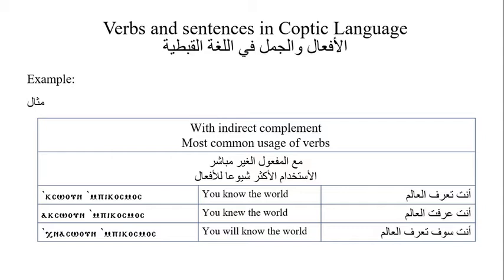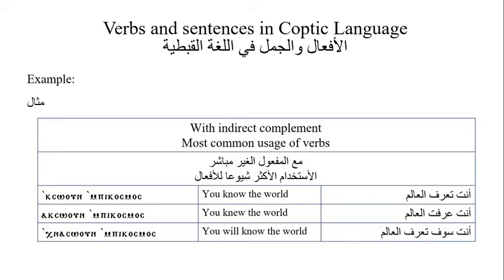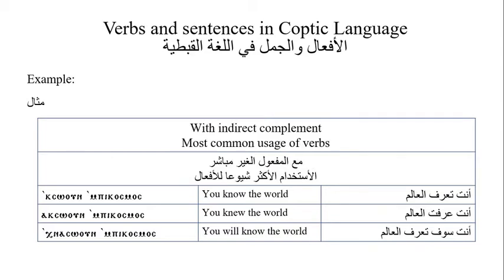Here the difference wasn't in the verb according to tense, but we used this shape of verb, this kind of phonetic form, because after it there is an indirect complement, preceded by an indicator of complement, the n or m or a. Here, as I have mentioned previously, the standard form is n, but when the word begins with p, the n turns into m.